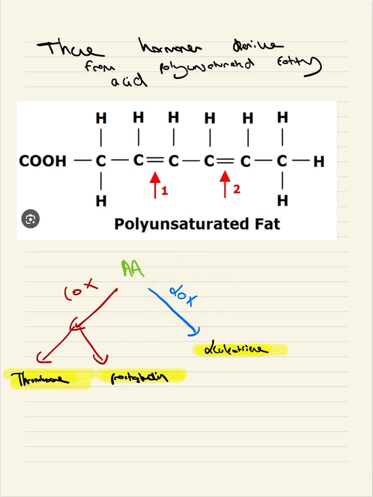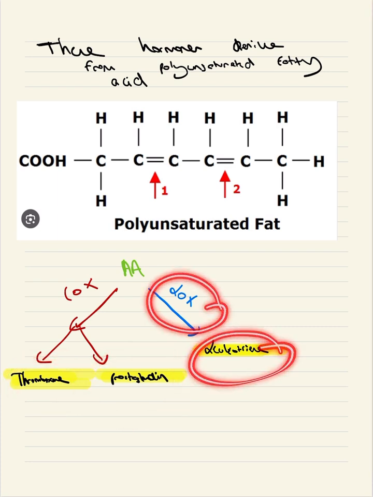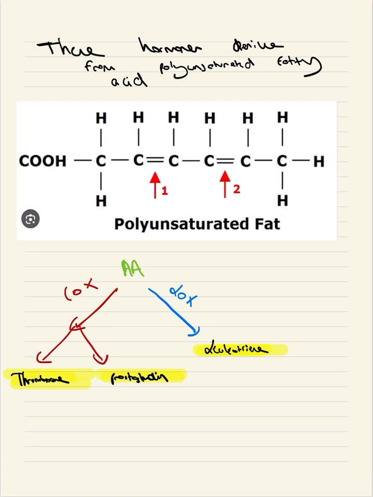Cyclooxygenase and a LOX. I don't remember LOX. It's lipoxygenase probably, but I'm not sure. Anyways, so you get thromboxane and prostaglandin here, and then with the LOX pathway, you get leukotriene. We're not going to be talking about details of this, but basically this is a bronchoconstricting agent. This is involved in inflammation and pain, and thromboxane is very important for clotting.